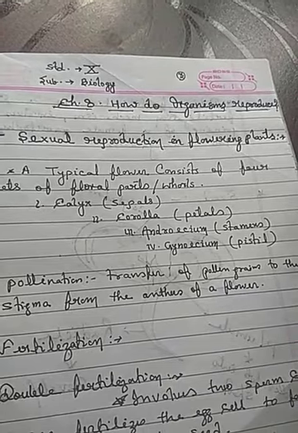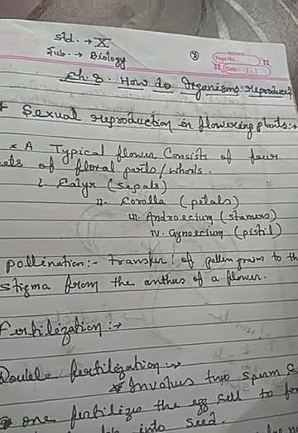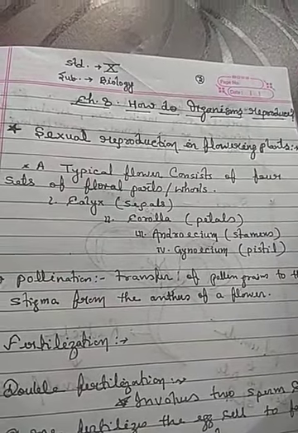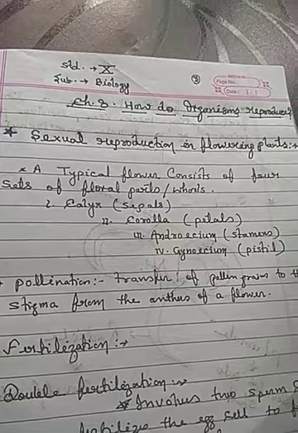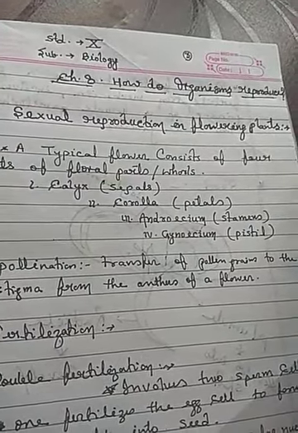In the start, we will try to know how many parts a flower has and also how many types of flowers there are. There are two types of flower, unisexual and bisexual. A unisexual flower contains only one sex organ, male or female. It means the flower in which only a single sex organ is present is called unisexual. And some flowers have both male and female parts present in the same flower, and they are called bisexual flowers.